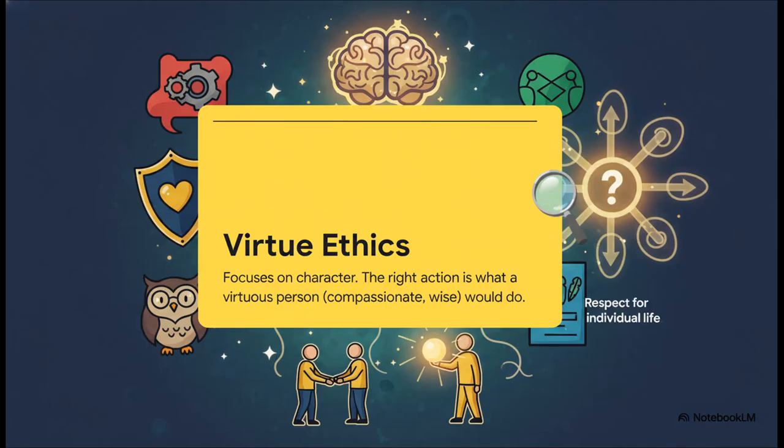Then there's virtue ethics, which kind of throws rules and consequences out the window. Instead, it asks a totally different question. What would a good, virtuous person do? What would a compassionate person do? What would a wise person do? And the tricky thing here is there's no easy answer. It really depends on which virtue you think is most important in that moment. It's all about character, not calculation.